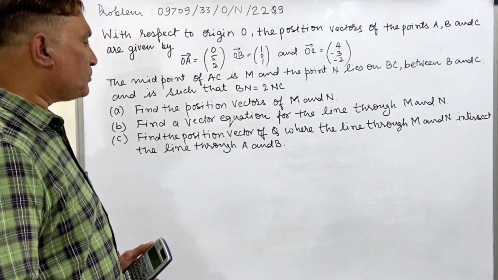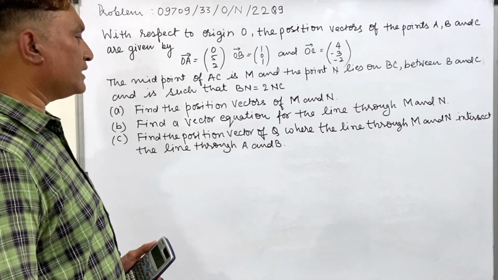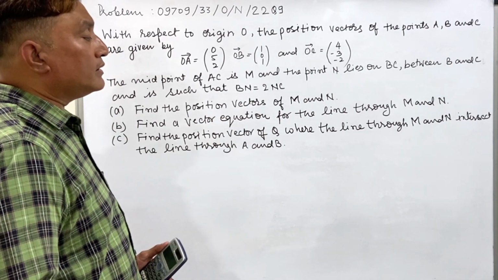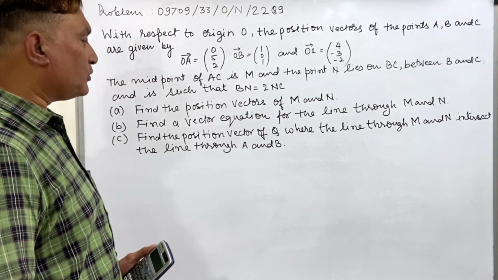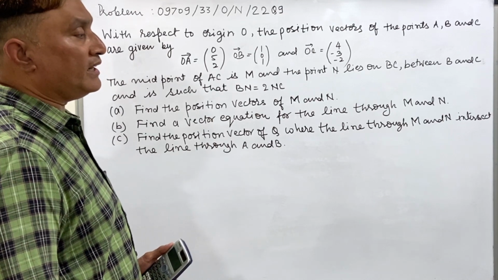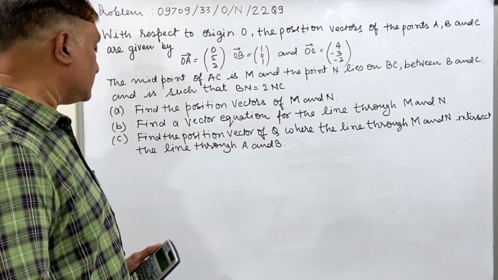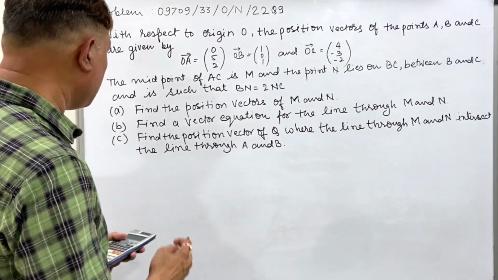A part, find the position vectors of M and N. B part, find a vector equation for the line through M and N. C part, find the position vector of Q where the line through M and N intersects the line through A and B. Now the solution.